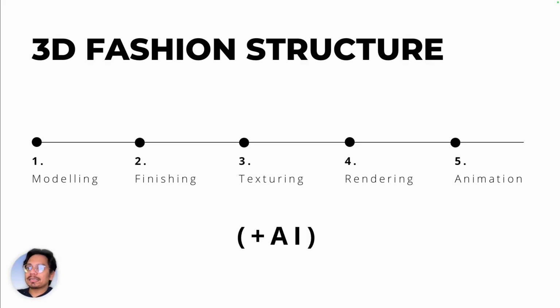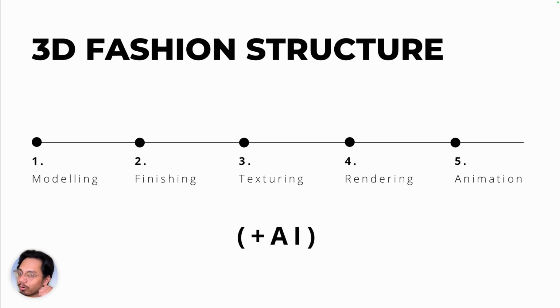Before we start comparing different courses, let's first understand what 3D fashion structures look like. A 3D fashion course is divided into 5 parts: first is modeling, finishing, texturing, rendering, animation, and AI. Right now AI is becoming important, so I've also put AI into it.